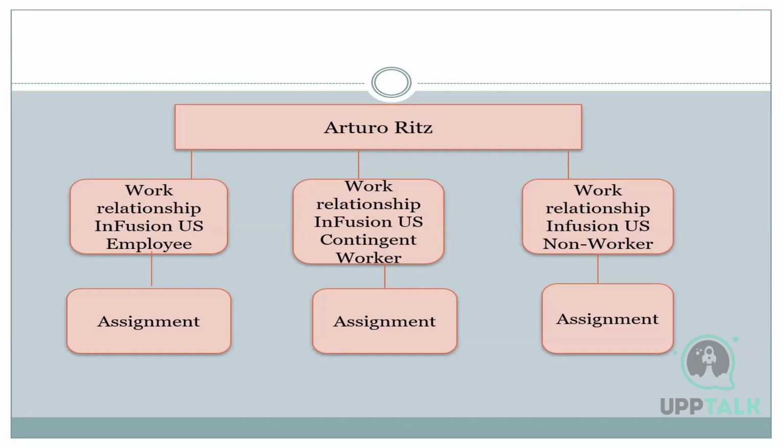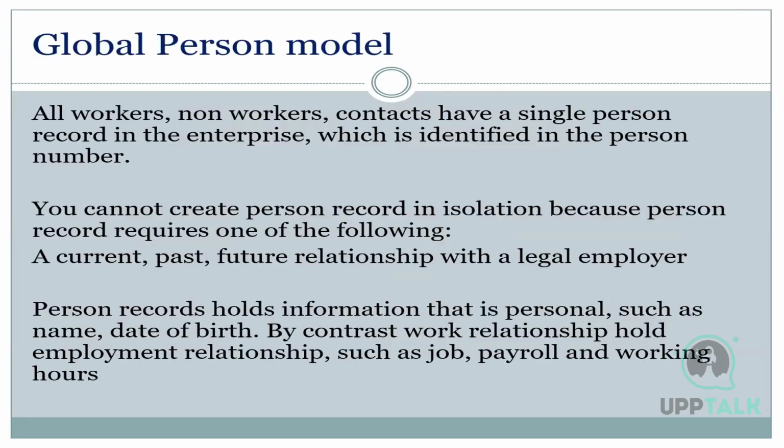So he's an employee, non-worker, and a contingent worker? No, he cannot be three things at the same time. If he is employed as an employee, he holds one assignment. If he holds as a contingent worker, he holds the second assignment. If he holds as a non-worker, he's holding a different assignment. So this is an example of how a person can be treated in a work relationship as an employee, as a contingent worker, as a non-worker. Okay. Now, what is global person model?